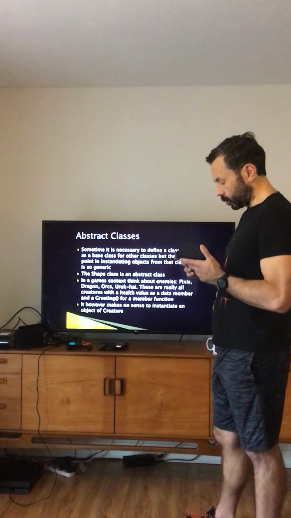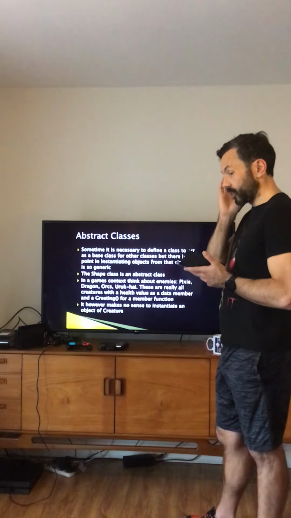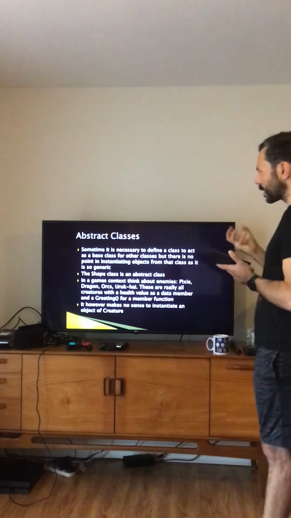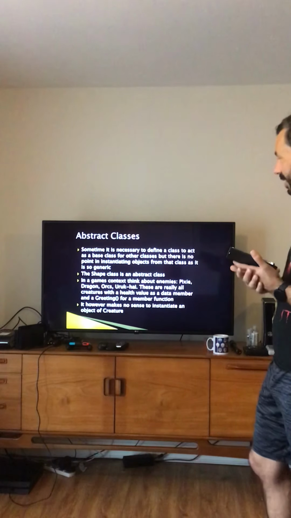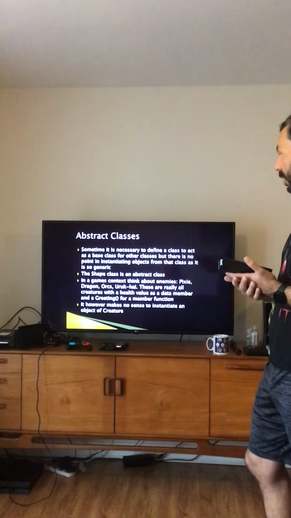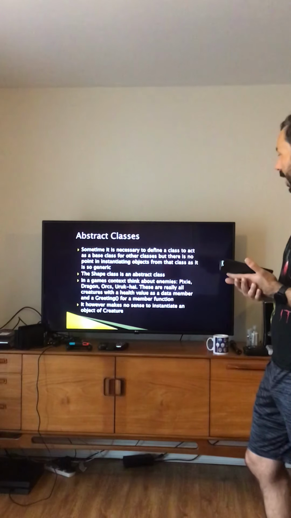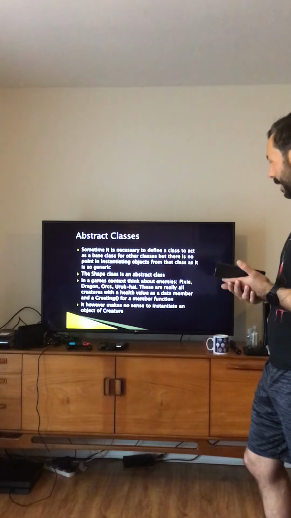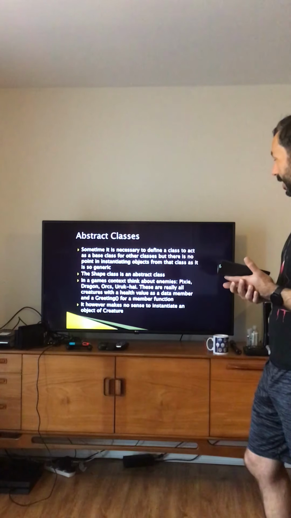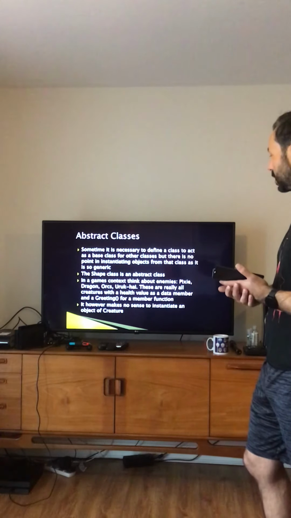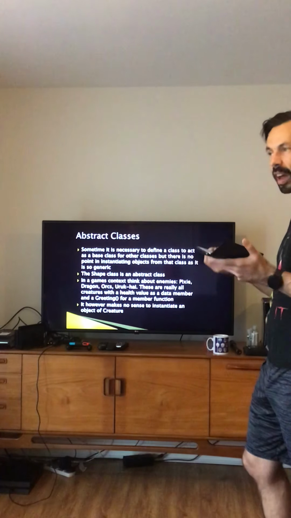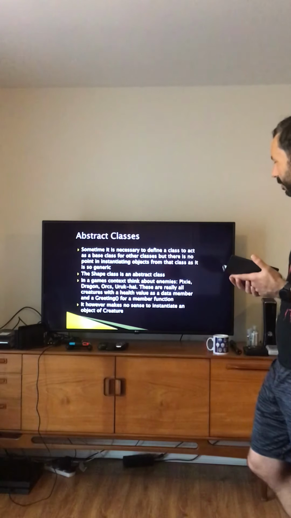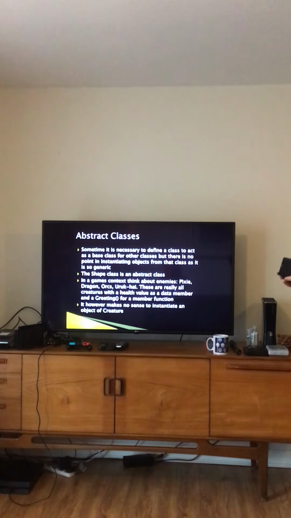Forget those two examples, they weren't particularly helpful, but I left them in there for the purposes of illustration. Abstract classes: sometimes it's necessary to define a class that acts as a base class for other classes, but there's no point in instantiating objects from that class as it's quite generic. The shape class is an abstract class. In a game's context, think about enemies, so we'll get pixies, dragons, orcs, uruk-hai. These are all really creatures with a health value as a data member and a greeting as a member function.